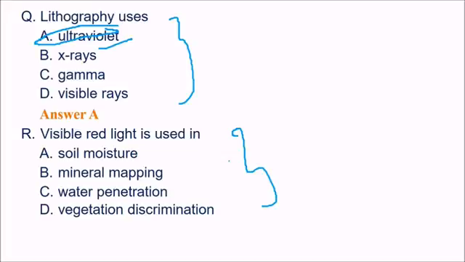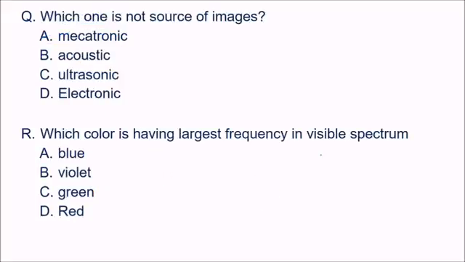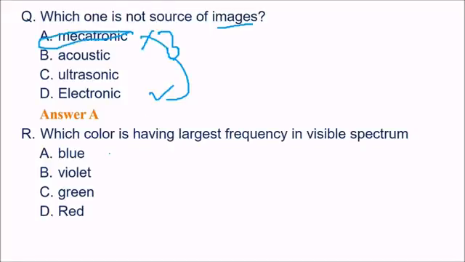Visible red light. These are four options, can you guess the answer? The answer is vegetation discrimination. Visible red light is employed for vegetation discrimination. Now, which one is not a source of images? Can you guess the answer? The answer is mechatronic. Mechatronic is not a source of images.